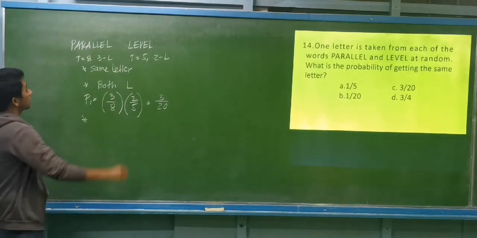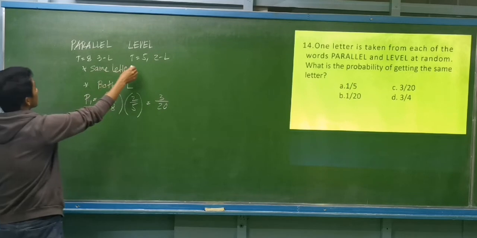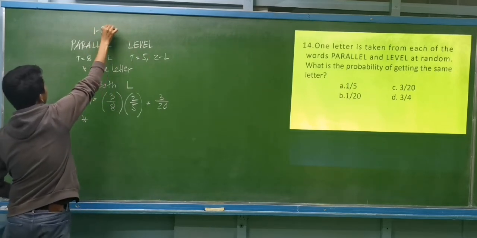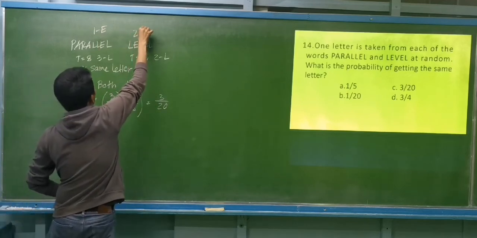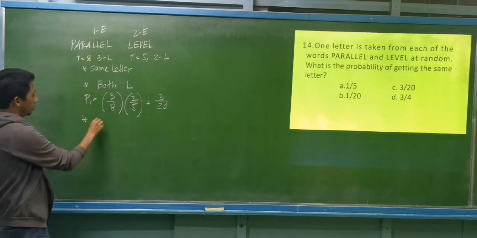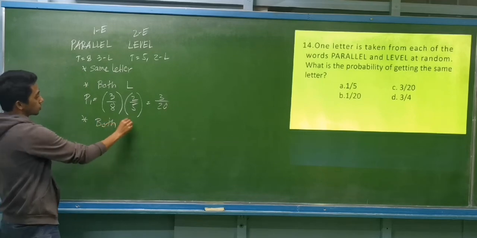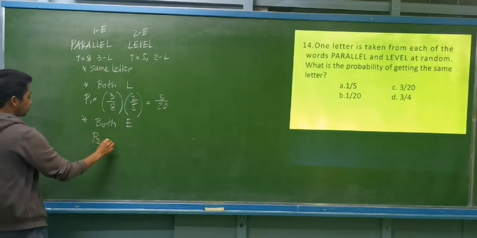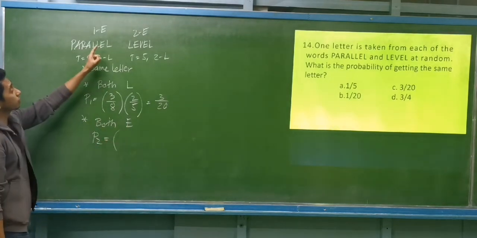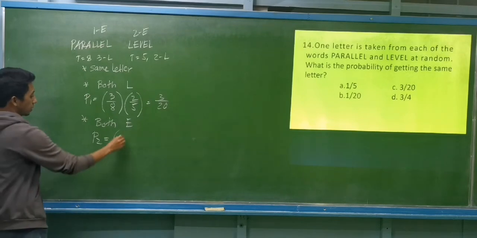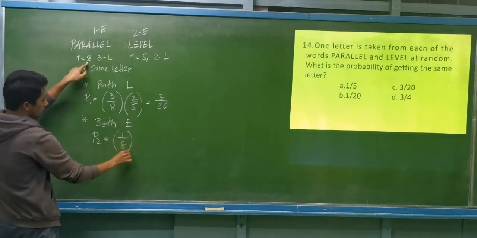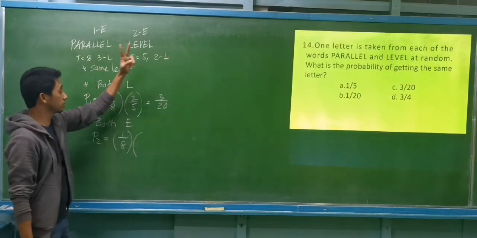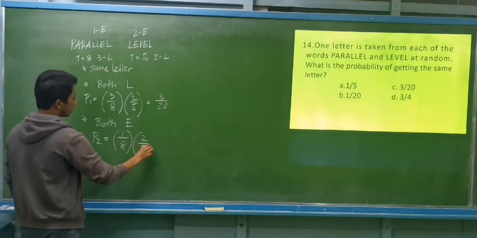Yung next case naman natin, sa word na parallel at sa word na level is meron tayong isang E. Dito naman, meron tayong dalawang letter E. Ito yung second case natin, both letters are letter E. So probability number 2, ano yung probability ng letter E na makukuha ko sa word na parallel? That is 1 over 8. Ano naman yung probability na letter E yung makukuha ko sa word na level? Dalawa yun, that is 2 over 5.